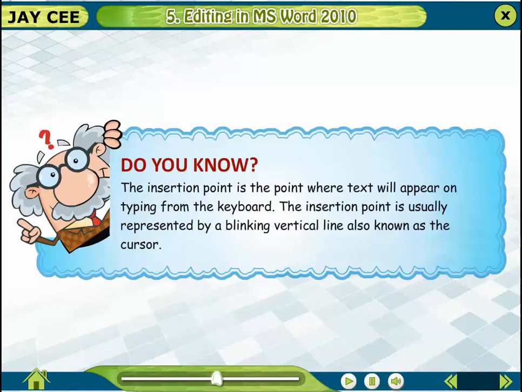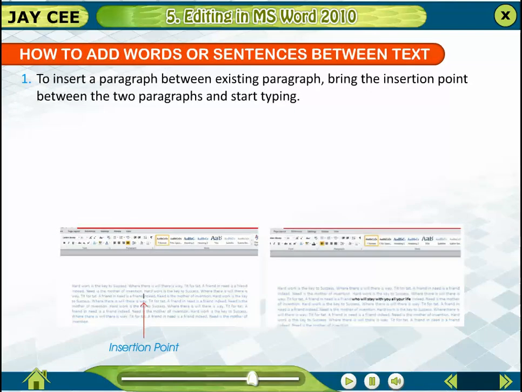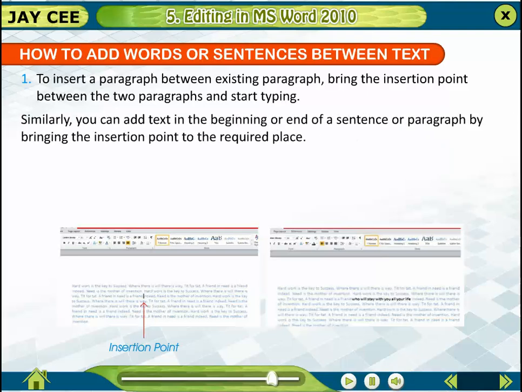Do you know the insertion point is the point where text will appear on typing from the keyboard? The insertion point is usually represented by a blinking vertical line, also known as the cursor. To insert a paragraph between existing paragraphs, bring the insertion point between the two paragraphs and start typing. Similarly, you can add text in the beginning or end of a sentence or paragraph by bringing the insertion point to the required place.